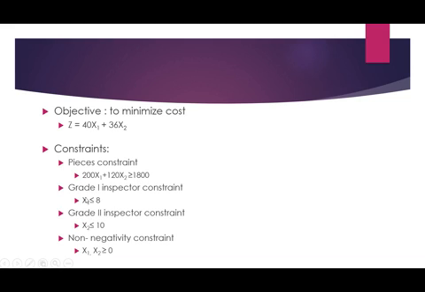Okay, then we have grade 1 inspector constraint, which will be x1 less than or equal to 8. Grade 2 inspector constraint, x2 less than or equal to 10. And the non-negativity constraint, the number of inspectors cannot be negative. Therefore, x1, x2 greater than or equal to 0. Hope the concept is clear. Now, finally, how we are writing it as an LPP.